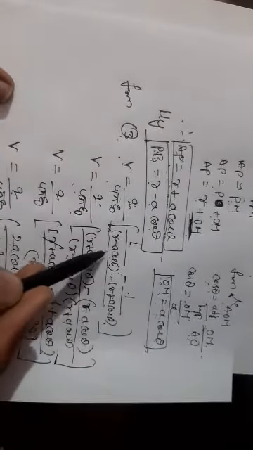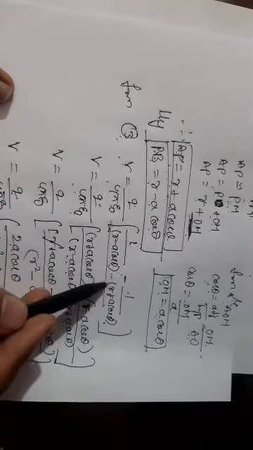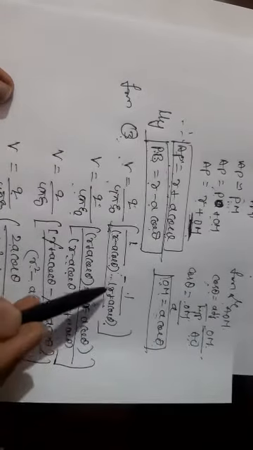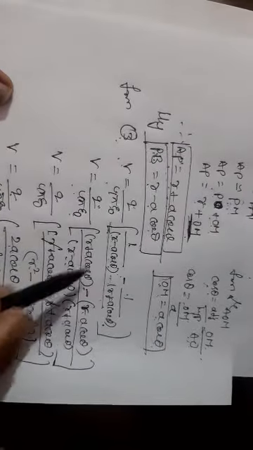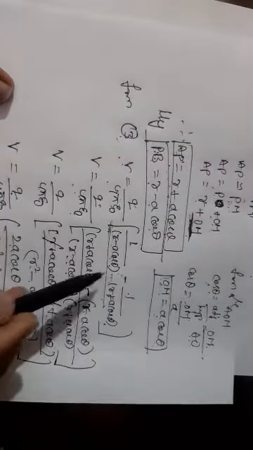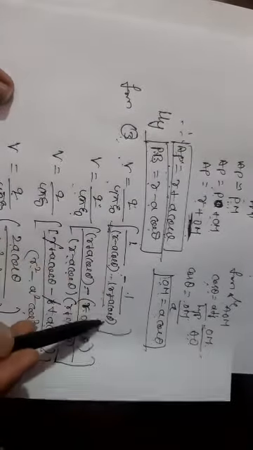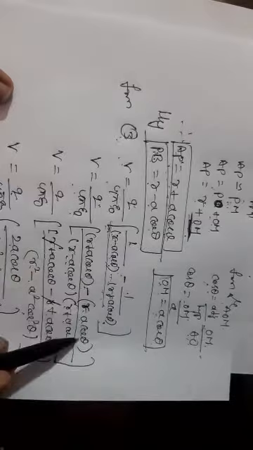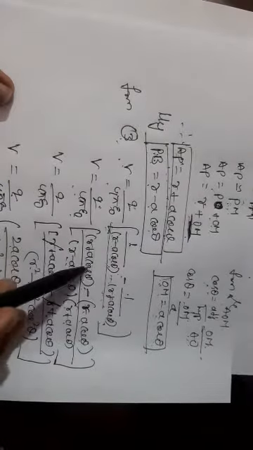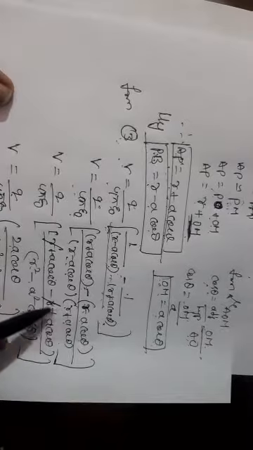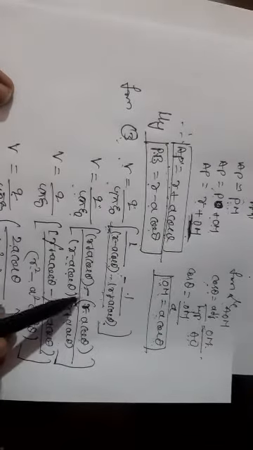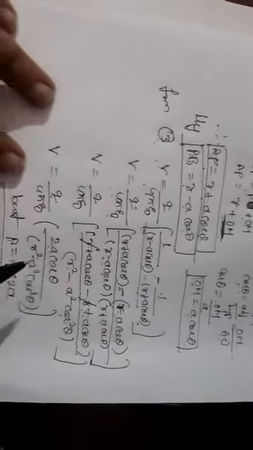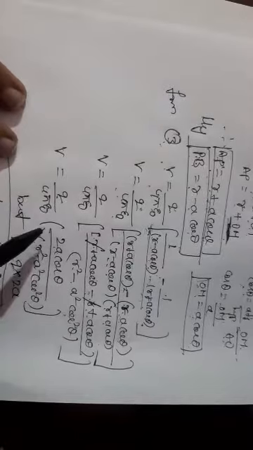Take LCM. r into r is r square. Minus into plus is minus, a into a is a square, cos theta into cos theta, cos square theta. Cross multiply. 1 into r plus a cos theta, minus 1 into r minus a cos theta. Simplify this equation. Minus into plus is minus r, minus into minus is plus a cos theta. Minus r plus r gets cancelled.